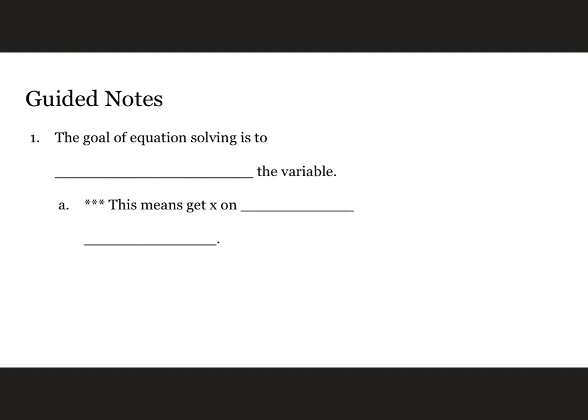So the first thing is the goal of equation solving is to isolate the variable, and we talked about that yesterday. So once again, isolate the variable. And to put it into a term that we all can understand, and just to make it a little bit easier for us to know, this simply means get x on the same side. So once again, when we talk about equations that have x on different sides, when we talk about equations that have x on either side of the equal sign, we need to get it on one side.